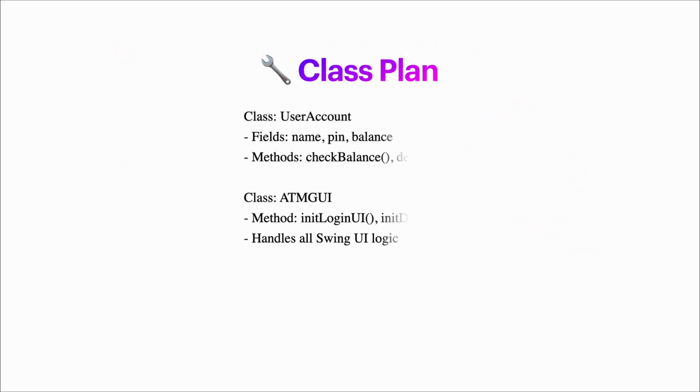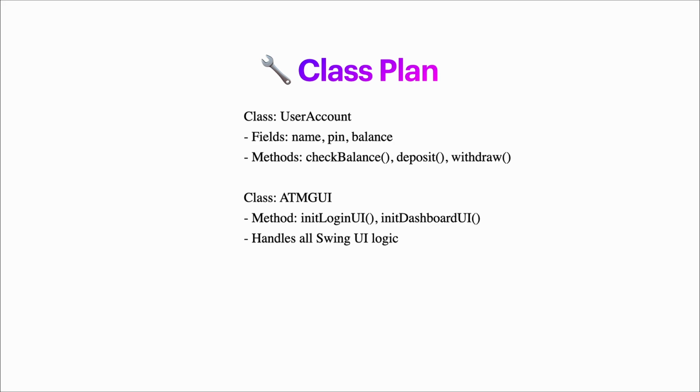Next up, we have the class plan. The class plan involves the user account. What are we taking there? The fields are the name, the PIN, and the balance. Then for our methods, we need a method to check balance, a method to deposit, and a method to withdraw. So as we're going, you see how you plan a project, not just jumping into a project, but planning beforehand.